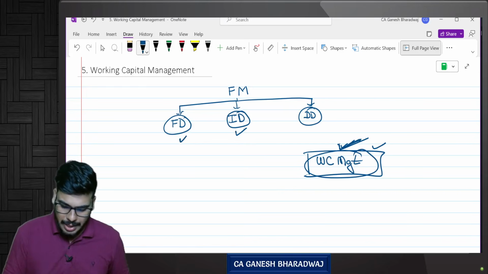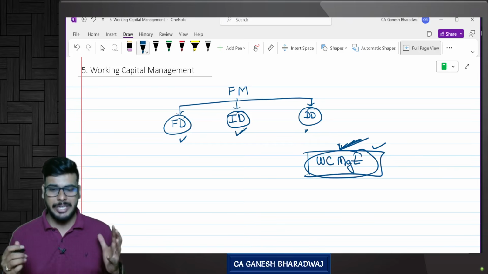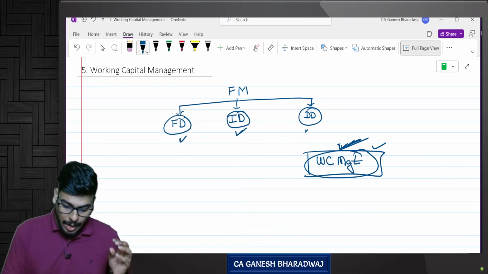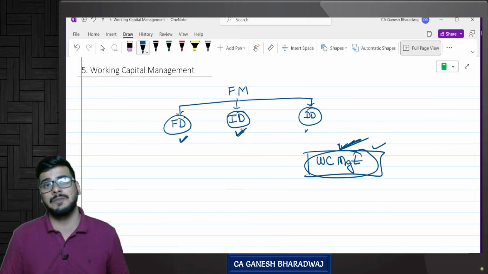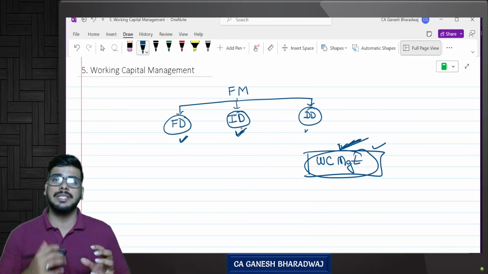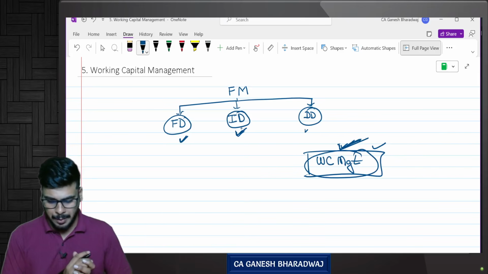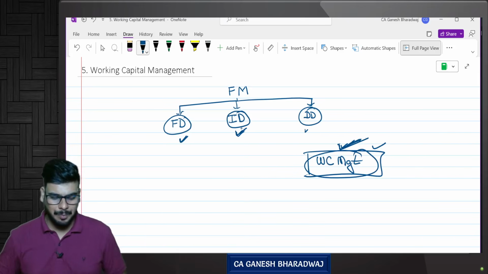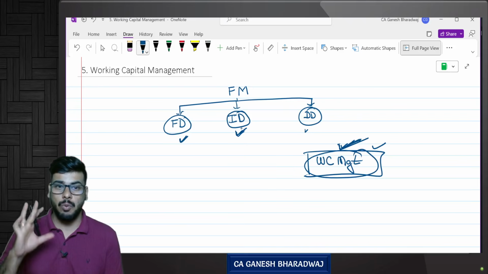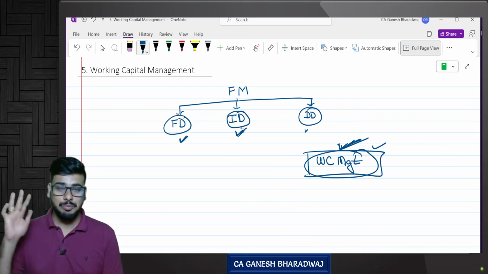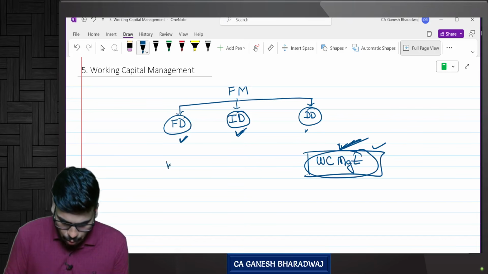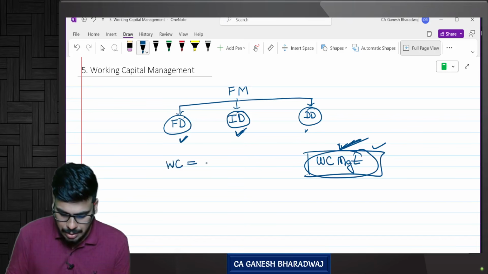So for the time being, just understand this is a separate study under financial management by itself. Don't try to plug it under any of the three objectives, because in this chapter you have both the financing decisions as well as the investment decisions. How, I will tell you as we proceed into this chapter. So now, what do you mean by working capital? Working capital means current assets minus current liabilities.